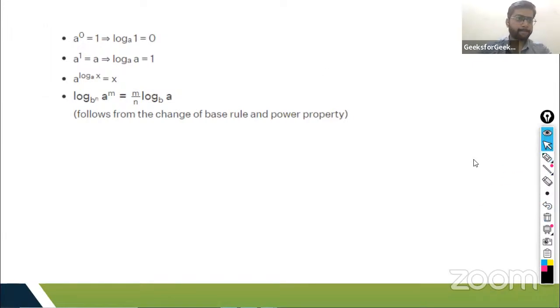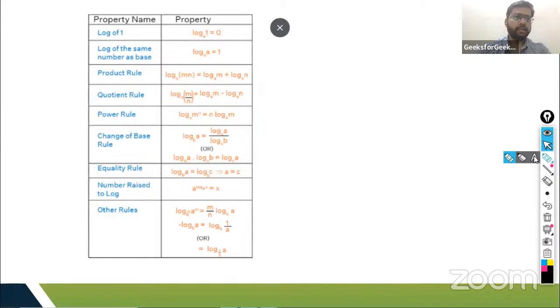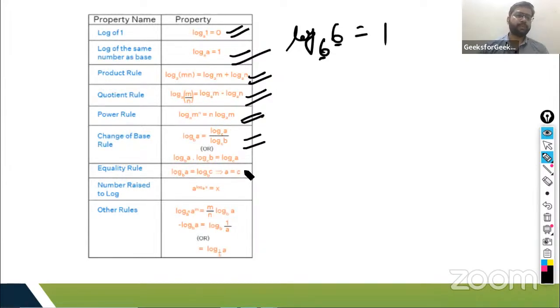Next. Here are some property names. Log 1, the value of this is equal to 0. Then log base a of a: suppose they have asked log 6 base 6, the base and the number are both the same, then the value will be equal to 1. This is our product property, this is our division property, power property, and change of base property.